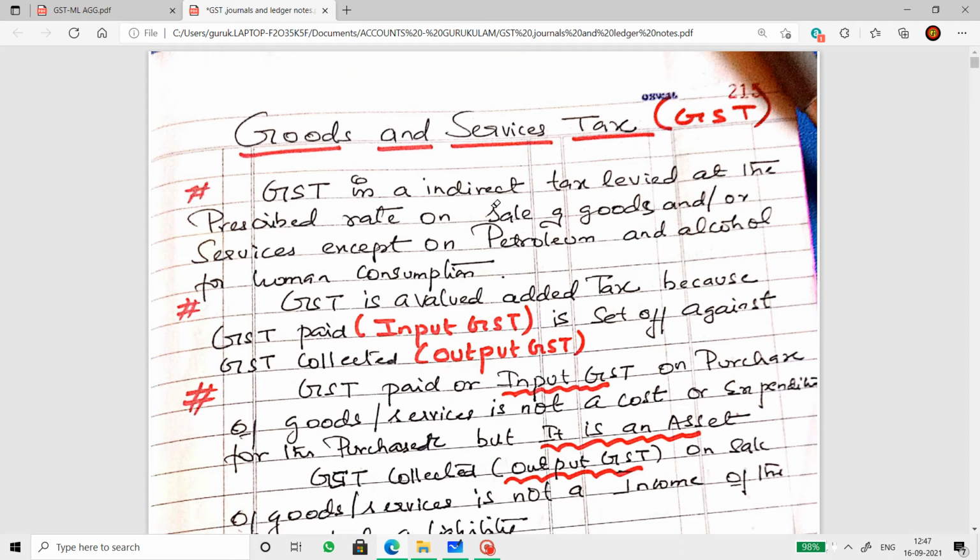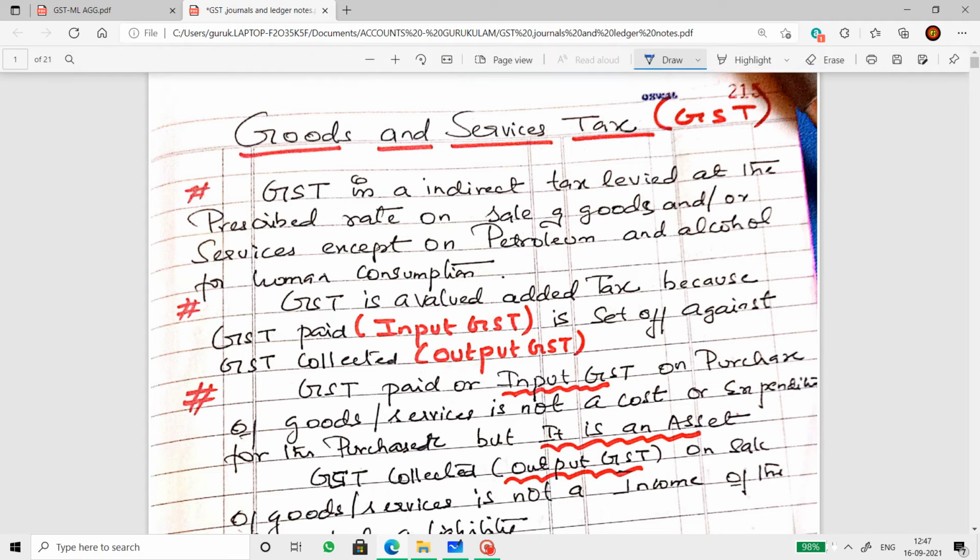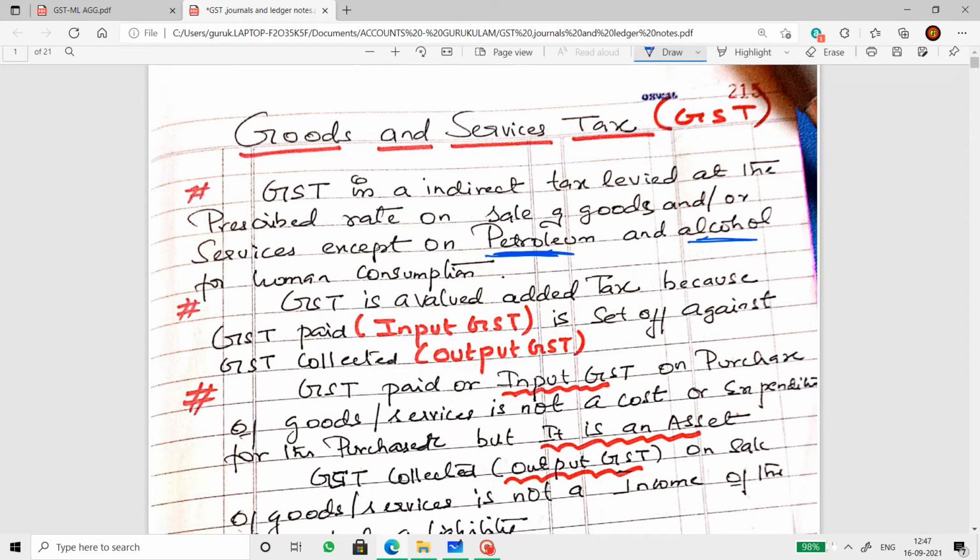So GST is considered as an indirect tax levied at a prescribed rate on the sale of goods or services, except on petroleum and alcohol for human consumption. As of now, these two items, petroleum and alcohol, have not been brought into the bracket of GST.